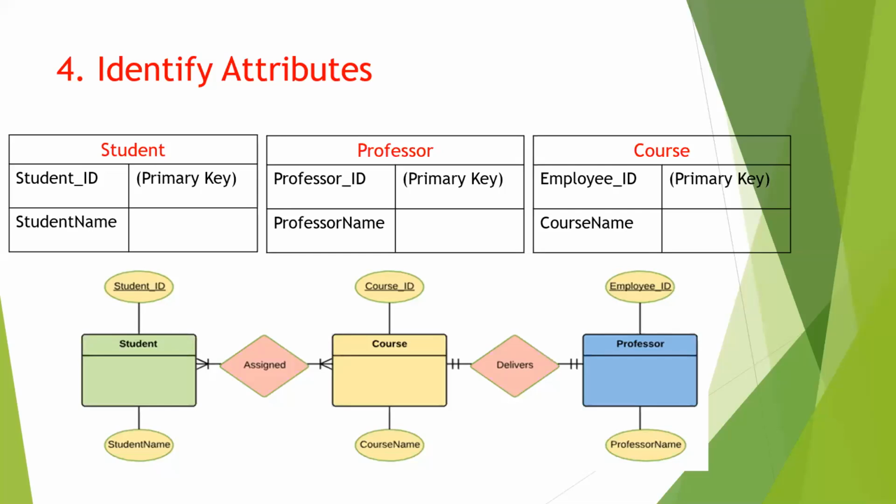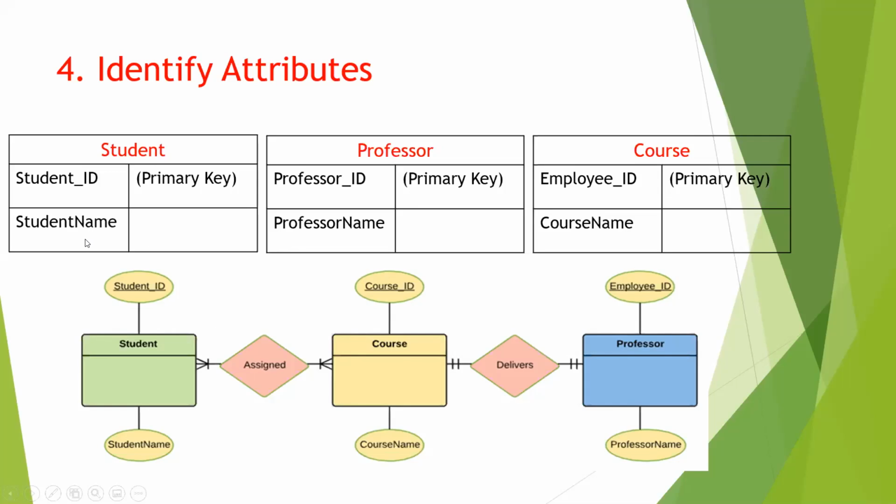So now here we are representing the attributes using the graphical symbol, the oval. Here student ID and student name are represented in ovals, course ID and course name are represented in ovals, and employee ID and professor name are represented in ovals. Okay. So here student ID, course ID, or employee ID, these three are primary keys. Okay, like this.